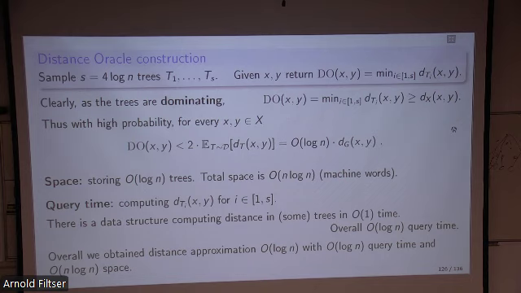One of them was a very simple construction of a distance oracle: just sample log n trees, check the distances in each one of them, and return the minimum observed distance. And we saw that it gives you actually not much worse than the best possible log n approximation, with log n query time and log n space.